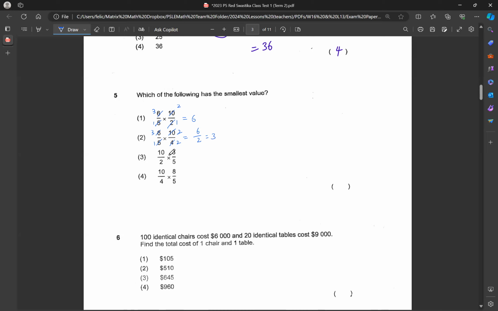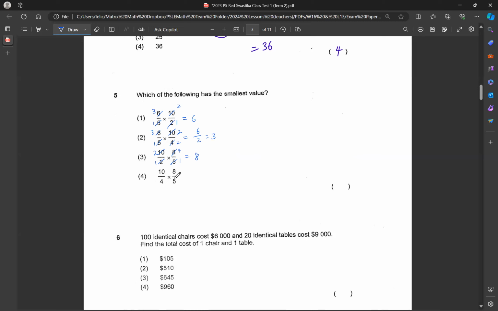And the next one, same, 8, 2 first. 8, 2, both can divide by 2. Divide by 2. Next will be 10 and 5, both can divide by 5. This one also divide by 5. Okay, so do the multiplication. 2 times 4, over 1 times 1, which gives us a 8.